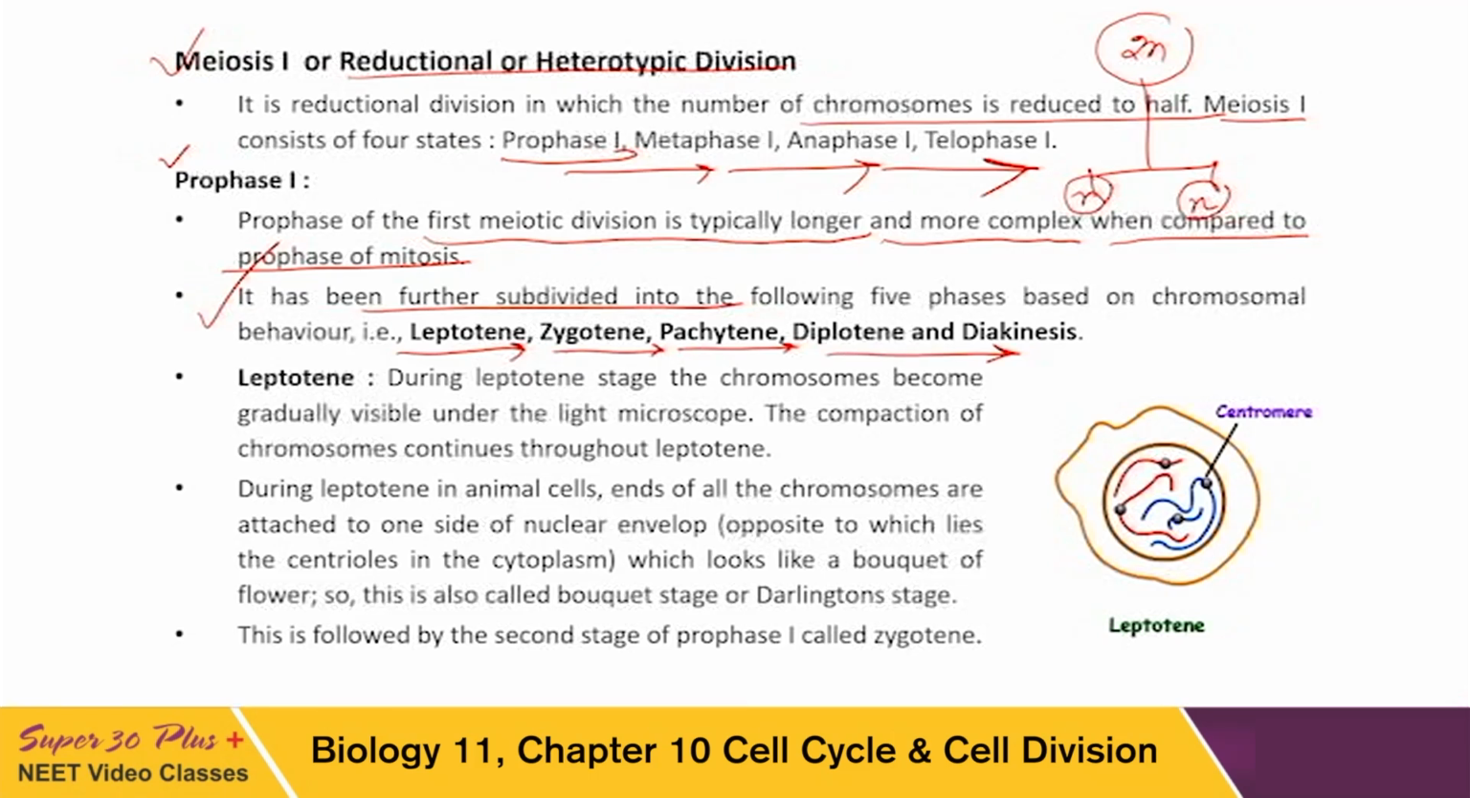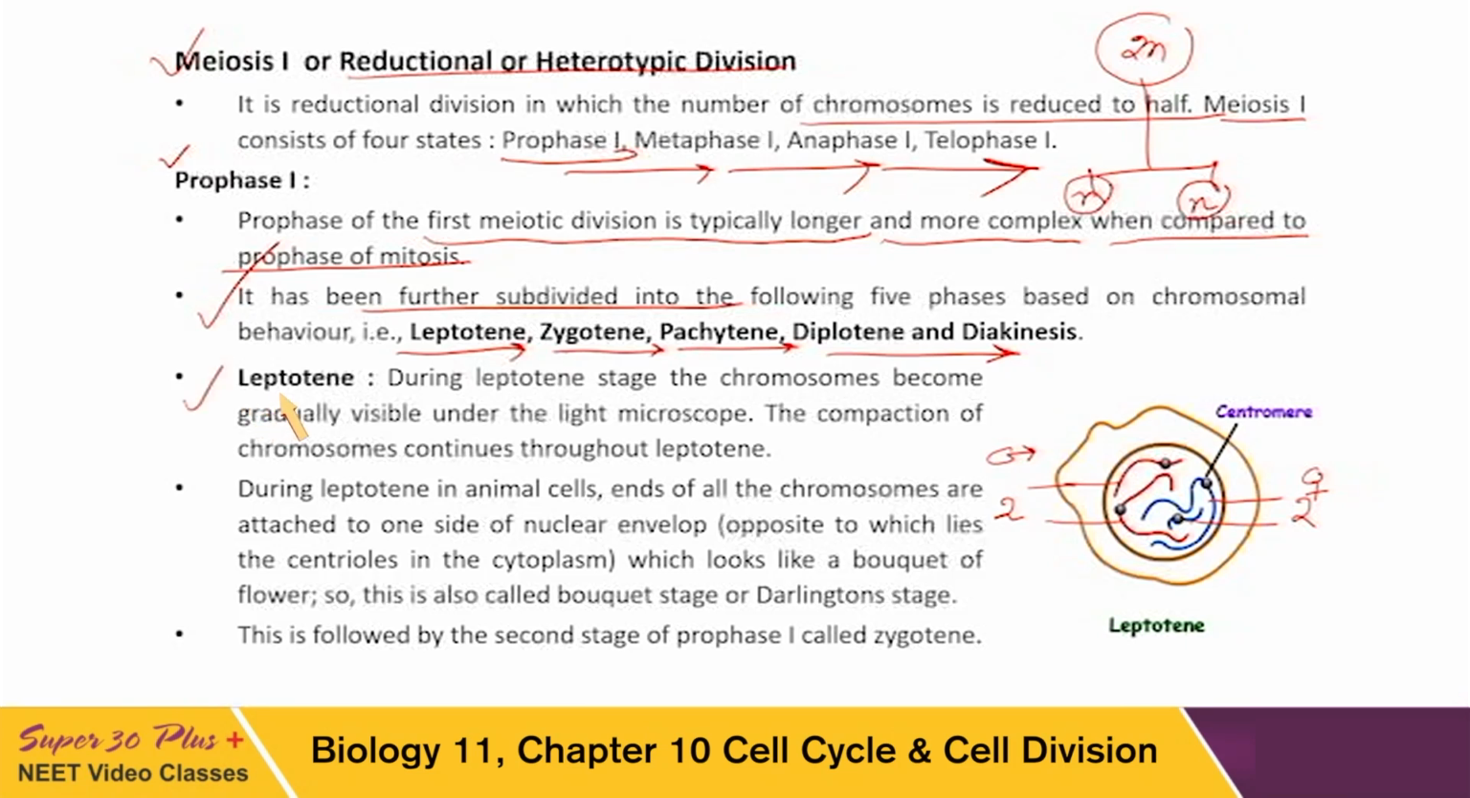So what happens here? You see, children, in prophase, first we have taken 4 chromosomes: 1 chromosome and 1 chromosome, 1 chromosome and 1 chromosome. So here we have 2 chromosomes from the father and 2 chromosomes from the mother. So how many total chromosomes do we have? In this diagram, just to understand the complexity, we have only 4 chromosomes. The 2 are maternal and 2 are paternal.